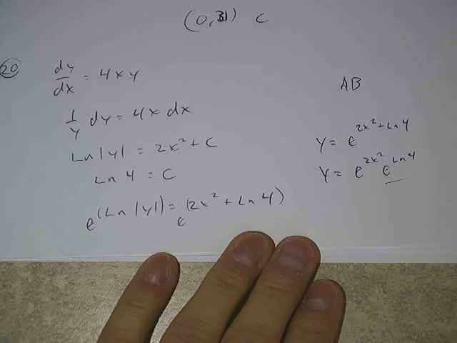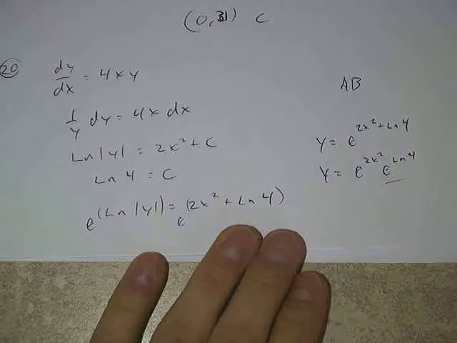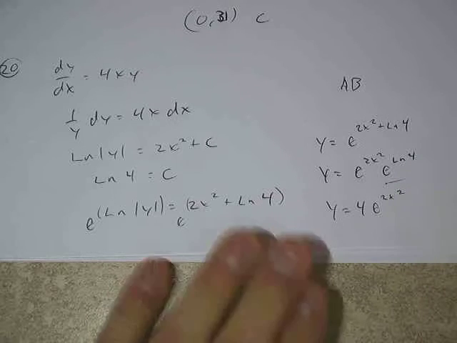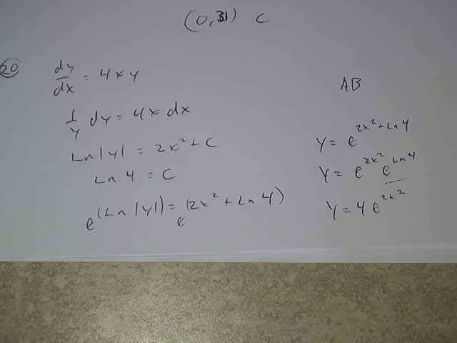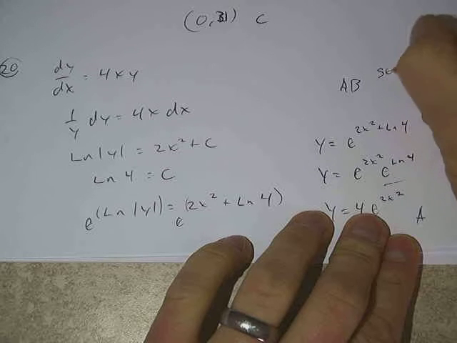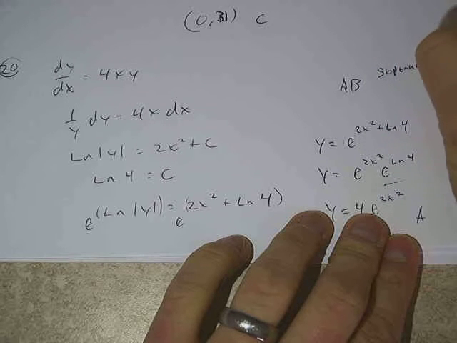And ultimately, what is that piece then? It's 4. So we get 4 times e to the 2x squared, which would correspond to, looks like, A. So just an AB topic again, it's just a separable differential equation.